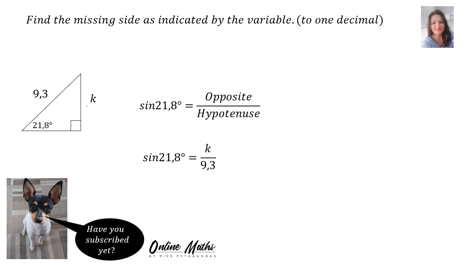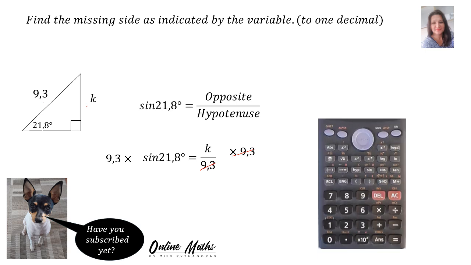So now you want to solve k, so let's get rid of 9,3. So we multiply on the right and on the left hand side by 9,3, and on the right hand side they will cancel. So now I want to solve k, and I'm going to use my calculator. And here are the steps. So you enter 9,3 times, and there's the sin button, 21,8 close bracket equals, and the value for k is 3,5.